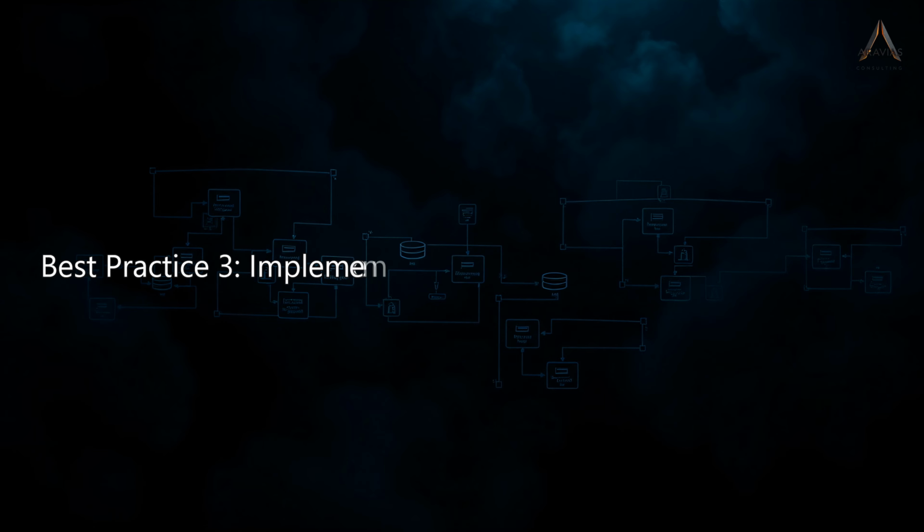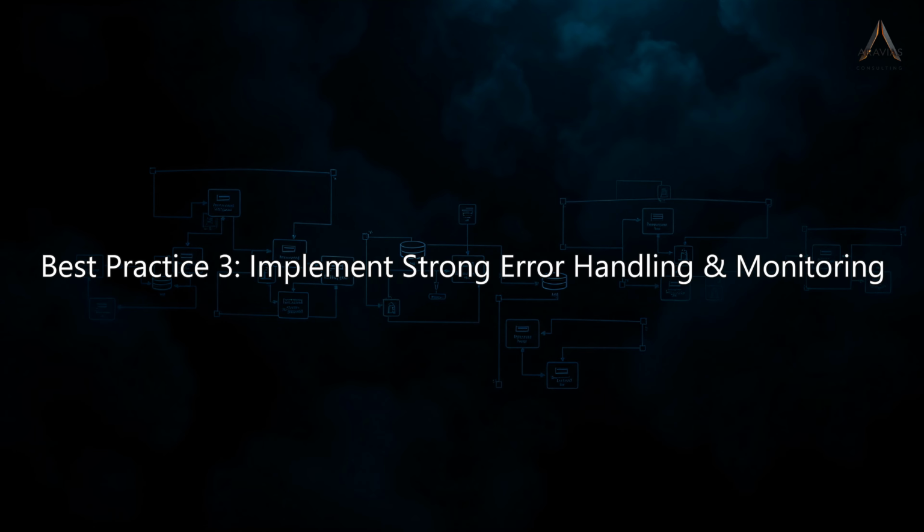Best practice number 3: implement strong error handling and monitoring. A single pipeline failure can cause major disruptions. Set up alerts, retries, and monitoring to catch and fix issues before they impact business decisions. Enable real-time alerts for failed pipeline runs. Implement automated retry logic for transient failures. Set up error dashboards for quick issue resolution. By implementing these best practices, you'll ensure faster project delivery, lower cloud costs, and minimal disruptions.